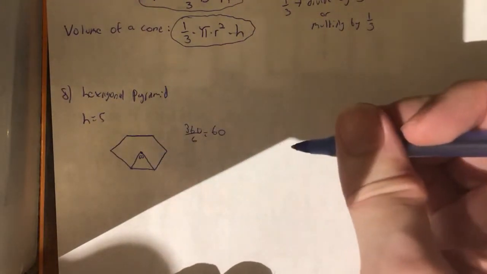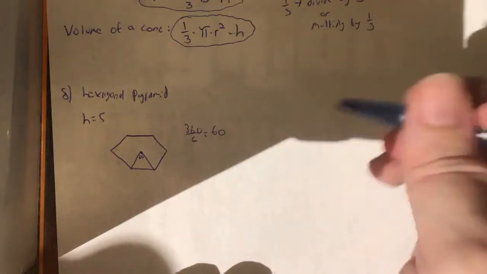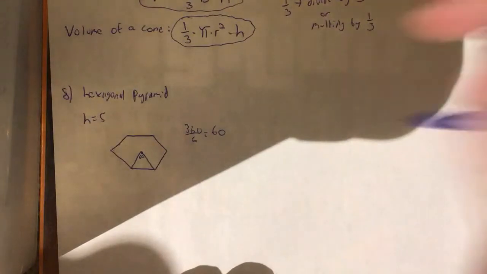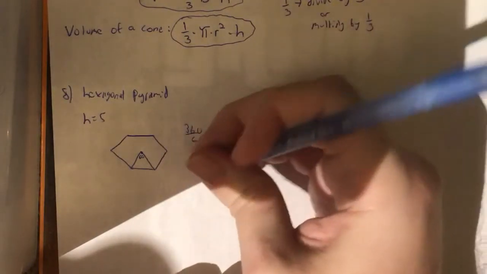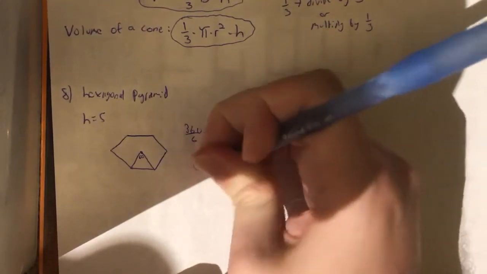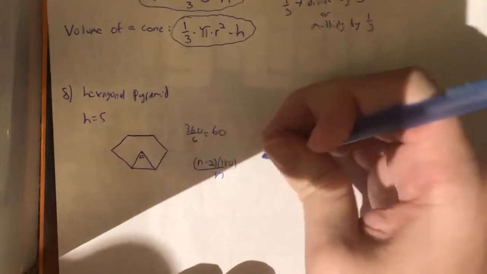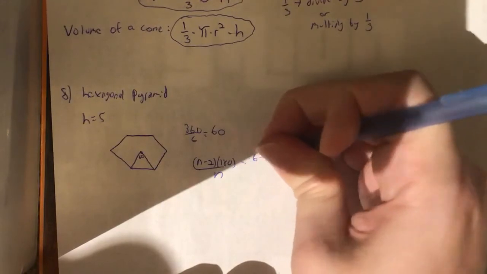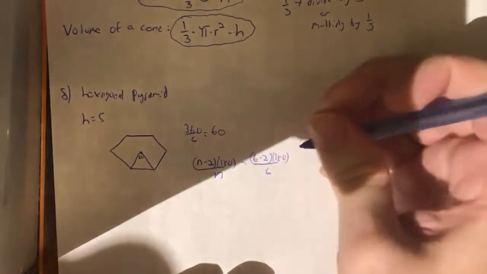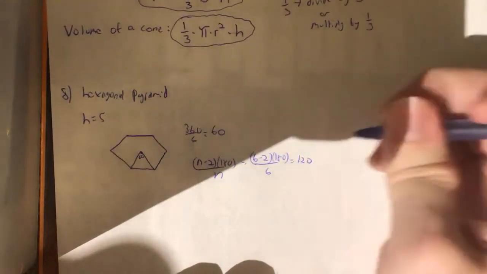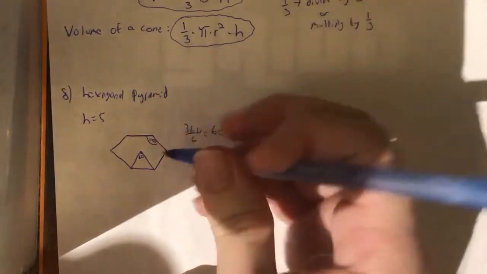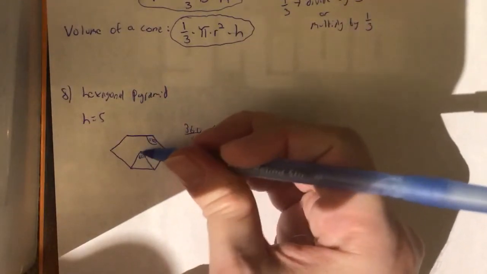Or I can use the formula to find the interior angle of a hexagon, n minus 2 times 180 divided by n, to get one interior angle. If I did that, it's 6 minus 2 times 180 divided by 6. That will give me 120. So one of these angles right here is 120, and one of the inside angles is 60.